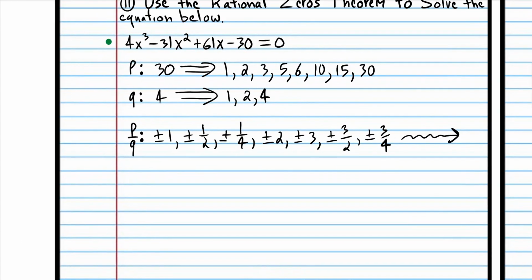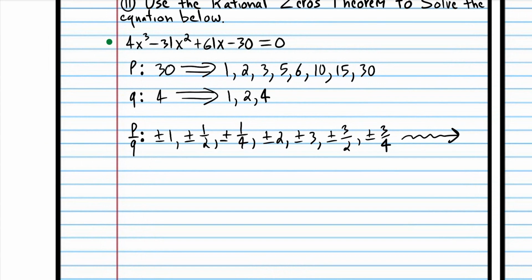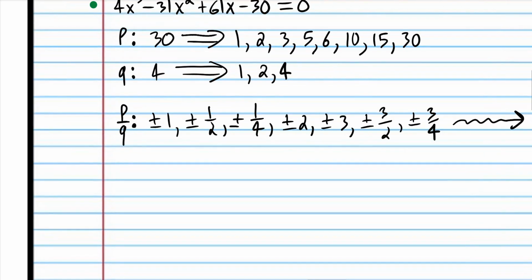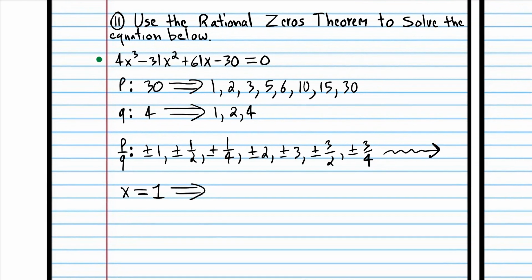So if you got those numbers, good. So now you're going to test some of these numbers. So we're always going to start out with 1. So I want you to test 1. Go ahead and do that and see what you come up with, and when you come back we'll do it together.